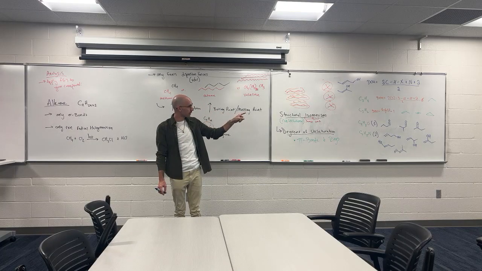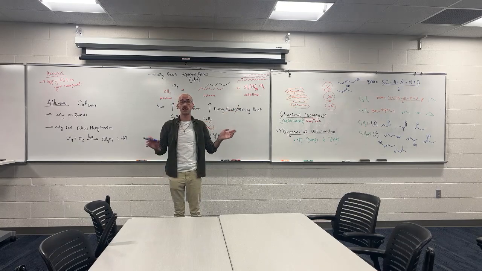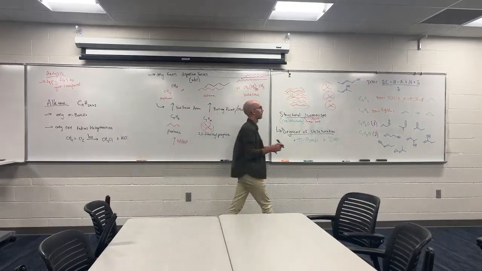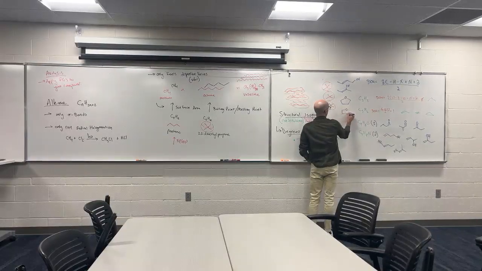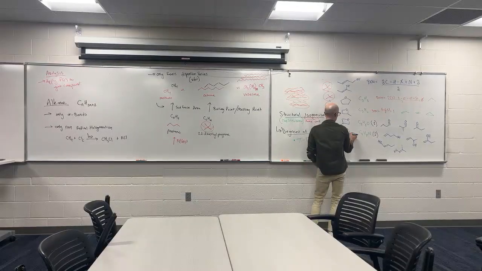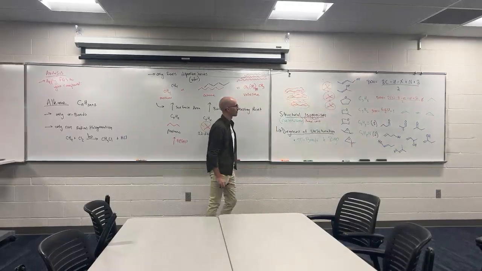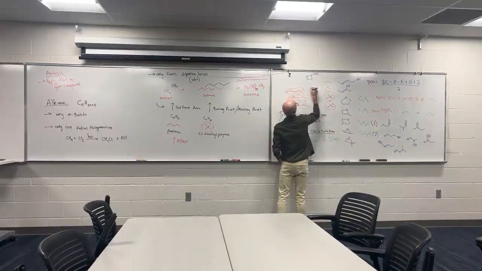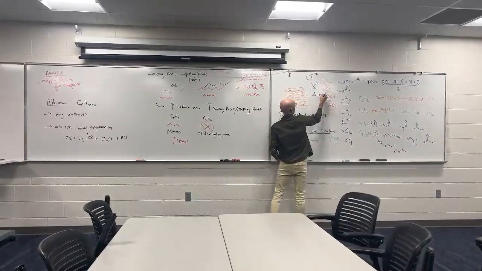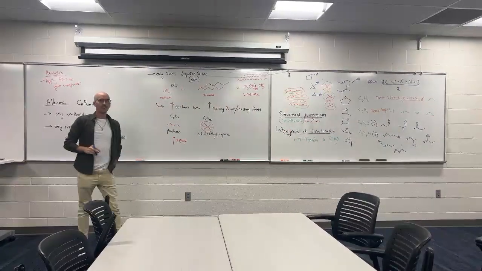That's 10 structural isomers where the only thing I've changed is the placement of the pi bond. Then I can have a ring that looks like this, a ring that looks like this, a ring that looks like this, a ring that looks like this, a ring that looks like this. You're laughing, but it's true. I can have a ring that looks like this. I can have a ring that looks like this. And a ring that looks like this. Those are all your structural isomers.